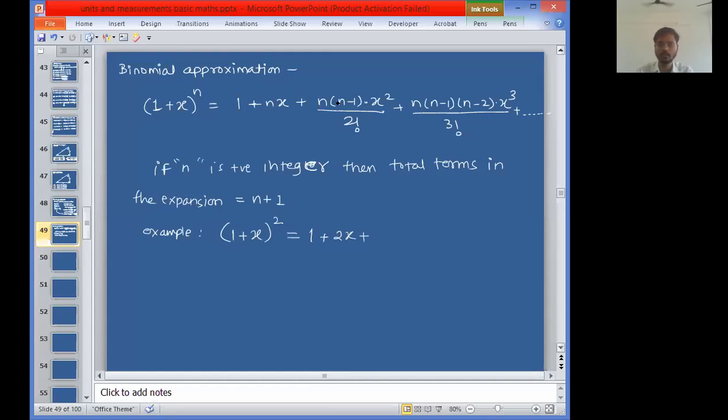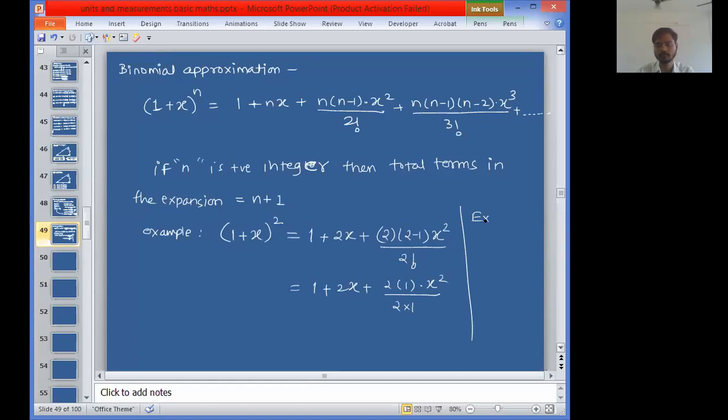Third term will be what? n into n minus 1 into x square, divided by 2 factorial. n is equal to 2, so 2 into 2 minus 1, this x square divided by 2 factorial. Fine. Now let us try to write the answer. 1 plus 2x. Only 3 terms you have to write because n is a positive integer. 2 into 2 minus 1, 2 minus 1 is 1, this 2 as it is, into x square. Now 2 factorial means what? 2 into 1.